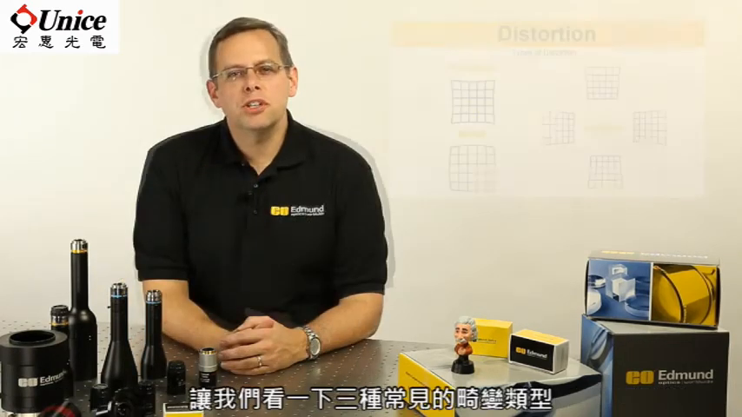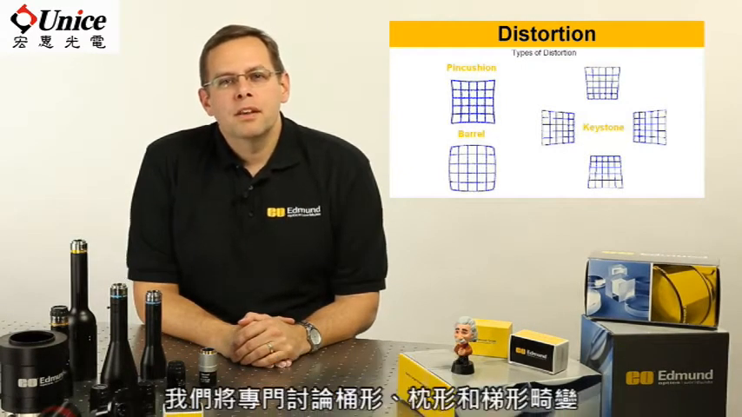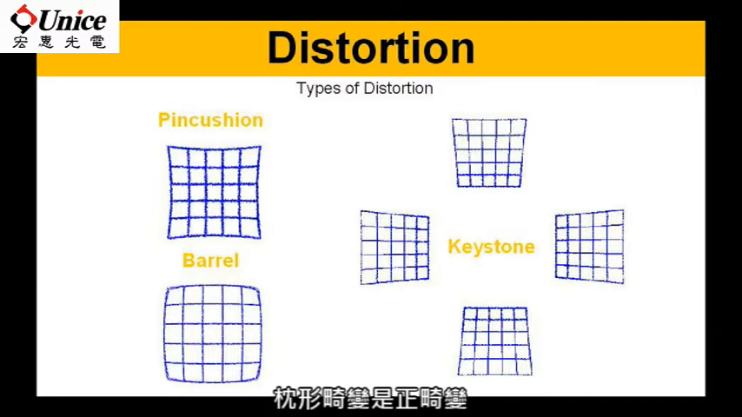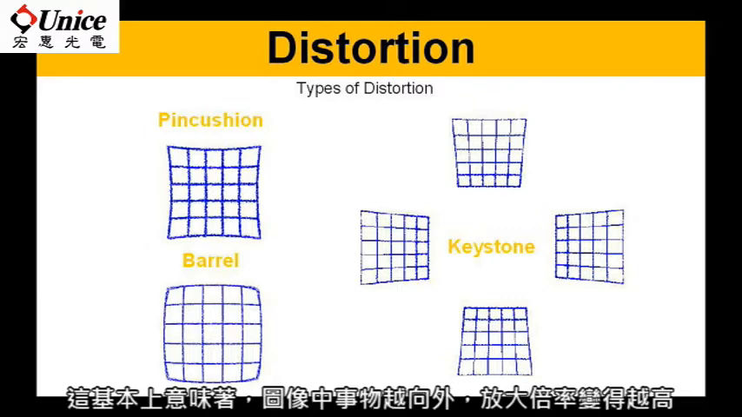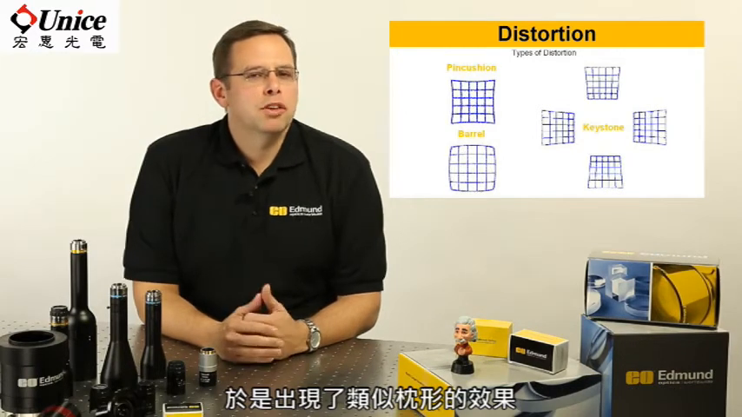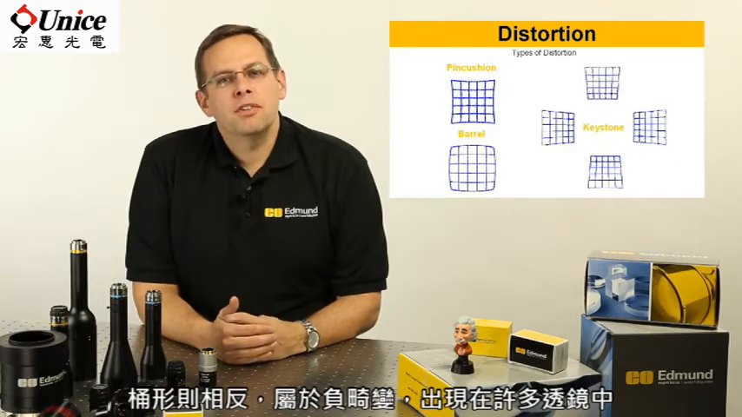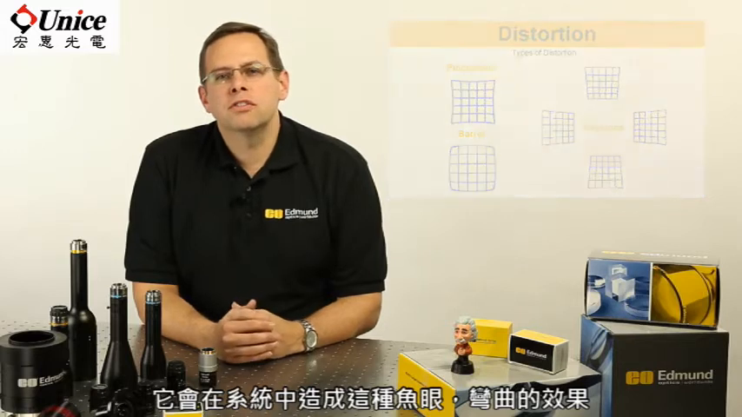Let's look at three common distortion types. In the slide that is shown, you're going to see a couple of different types of distortion that we're going to talk about today. There is barrel, pincushion, and keystoning specifically that we're going to discuss. Pincushion distortion is positive distortion. It's actually a change in positive magnification across the field of view from the center of the image. This essentially means that things are moving in a higher magnification range as you go out and creating what looks like a pincushion effect. Barrel is the opposite. It's a negative level of distortion, and it's seen in many, many lenses, and it creates this kind of fisheye or curved effect to the system. Much more information is being drawn in, the magnifications are lower than what's seen in the center, and that's creating a distortion effect. We'll get back to keystoning in a few minutes.